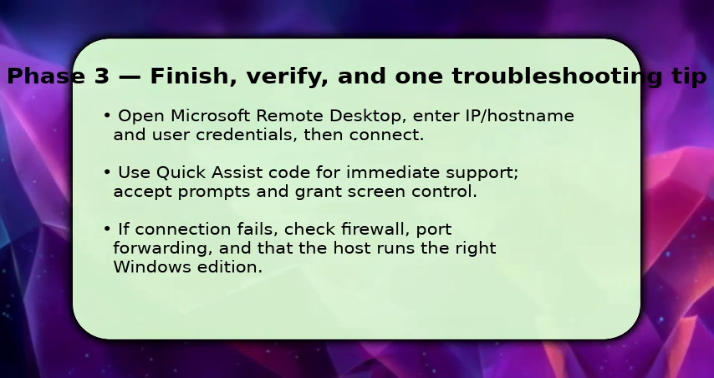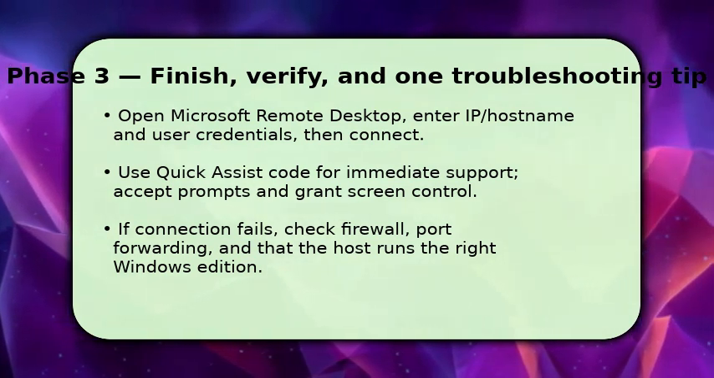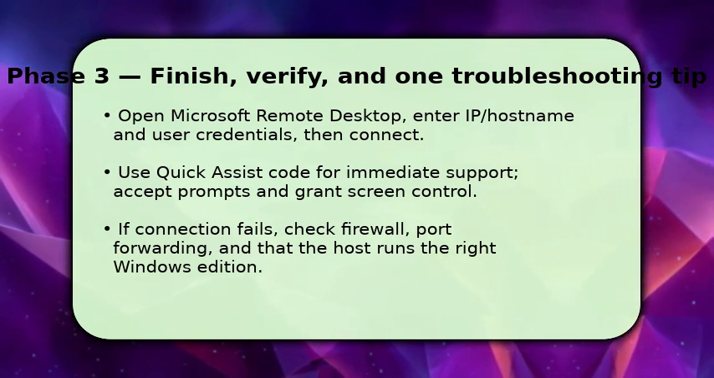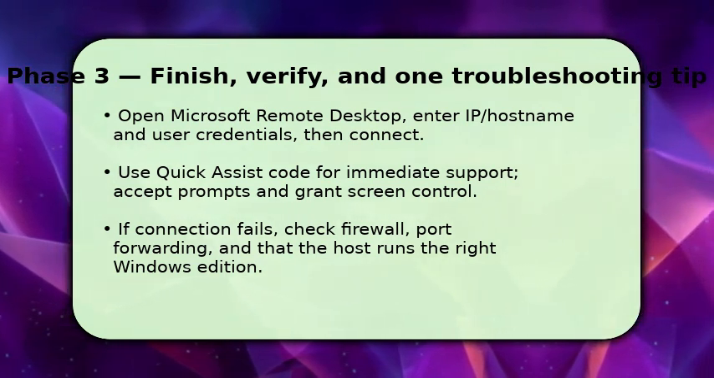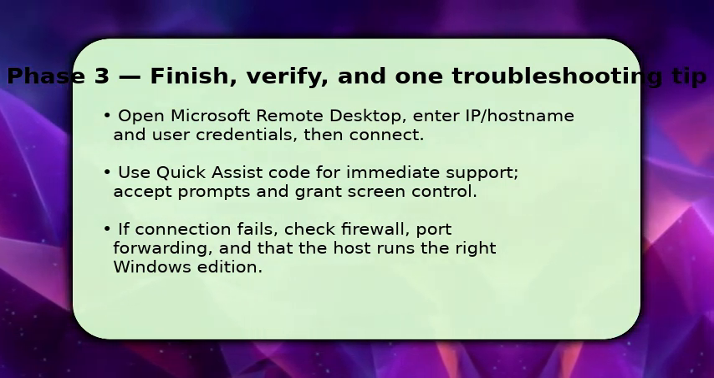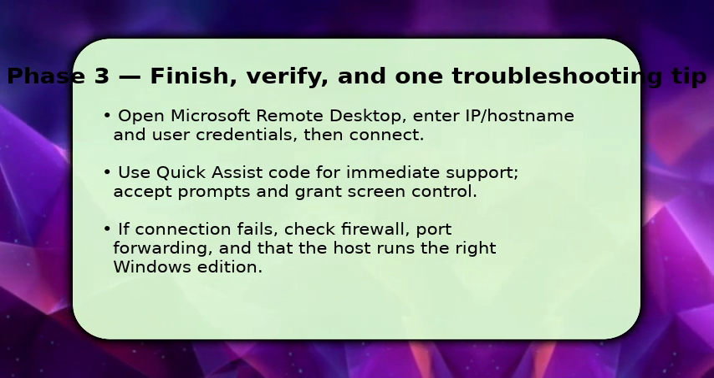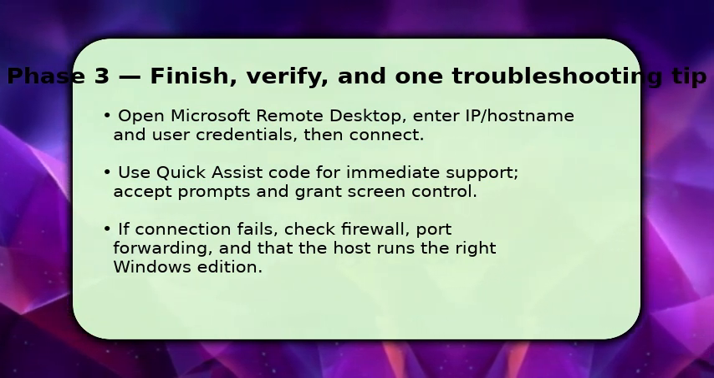And if things go wrong, check Windows Firewall rules, confirm port 3389 is forwarded, and verify the host actually runs Pro or an alternative remote server. Those 3 checks resolve most failures.